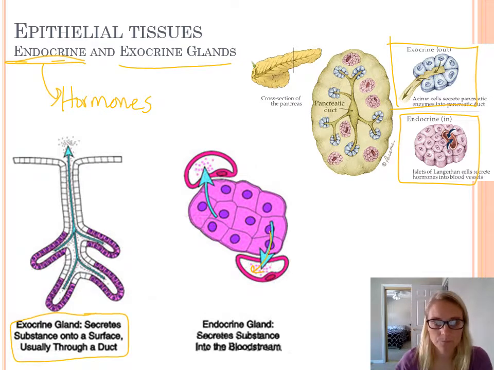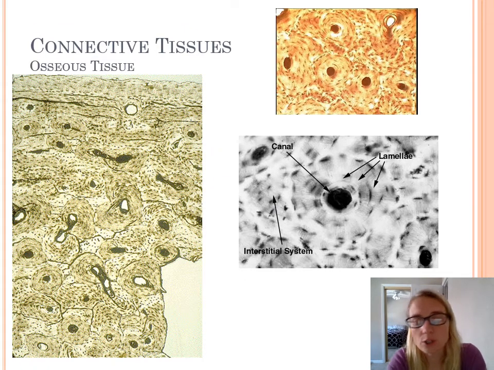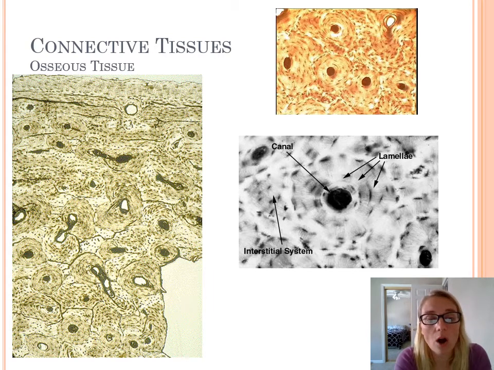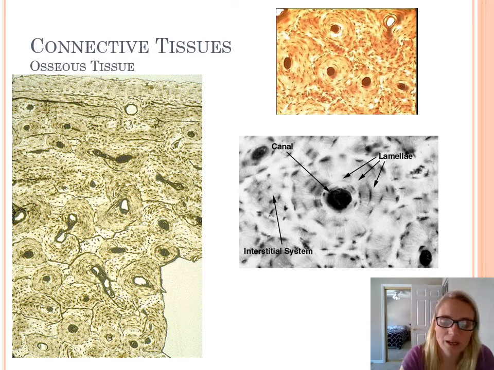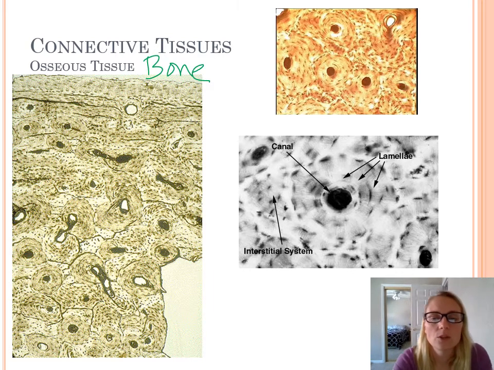Okay. All right, so now we're on to connective tissues. Again, like I said, epithelial and connective are going to take the most time because there's so many different examples. So the first connective tissue we're looking at here is osseous tissue, which is the same thing as bone. This is what bone looks like. It's one of the coolest under the microscope because to me it looks like cross sections of trees. It's really easy to identify. It's a solid connective tissue.